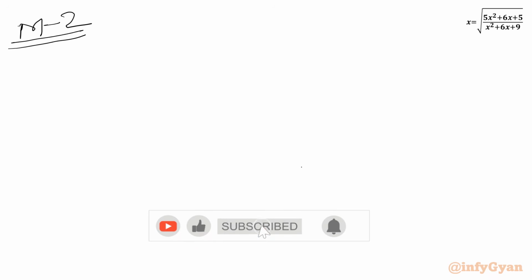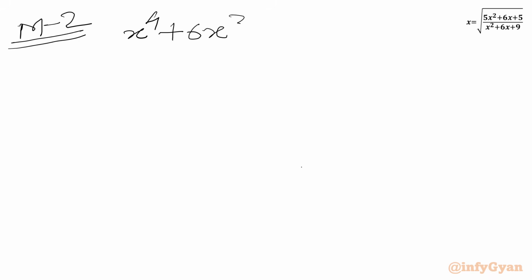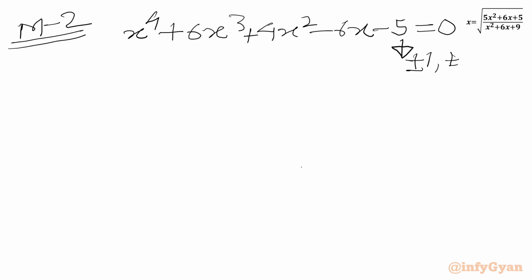Here I will write our quartic equation. I would say x power 4 plus 6x cube plus 4x square minus 6x minus 5 equal to 0. Now we'll be using the rational root theorem and synthetic division method here. So we need to know the factors of constant 5. So we'll be writing plus minus 1 and plus minus 5. Leading coefficient is 1, so we'll write here plus minus 1. Now we have to take the ratio of constant to leading coefficient, and we'll be plugging in x equal to 1.